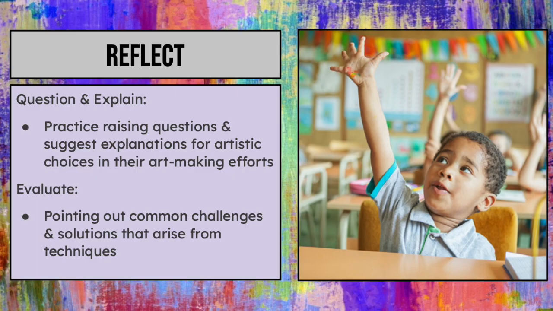Two additional studio habits of mind can show up when reflecting. The first is question and explain, where students can practice raising questions and suggesting possible explanations for artistic choices in their art-making efforts. For example, students may ask questions about how to create different effects or features they desire for their work. The second is evaluate, which occurs as teachers point out common challenges and solutions that arise from techniques. For example, a teacher may show different examples of artwork or processes that can set a standard for students to evaluate their own performance. Additionally, evaluating other artworks can help students appreciate what works, what they like, and determine what is possible.